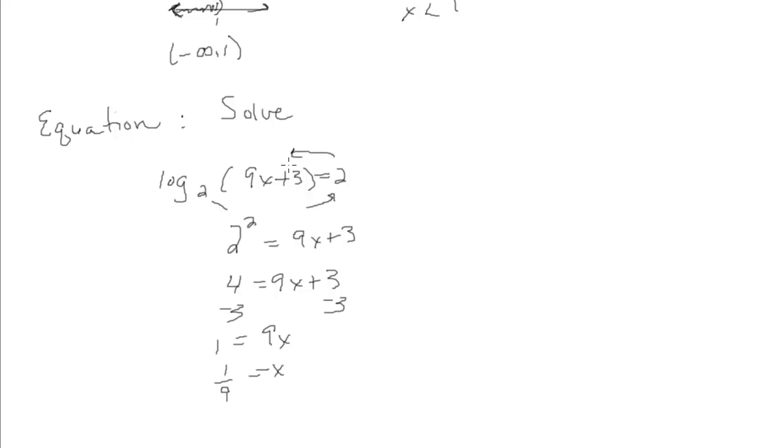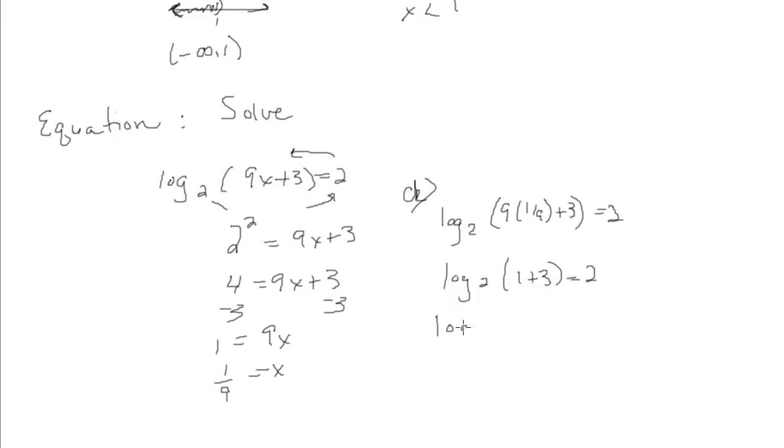Now, because I have a restricted domain, I must check my solution. So if I plug 1 over 9 back in, I'll have 9 times 1 over 9 plus 3, so this will just give me 1 plus 3. So I have log base 2 of 4 is equal to 2, and now when I change this to an exponential, I get 2 squared is 4, which checks. So my solution is x equals 1 over 9.